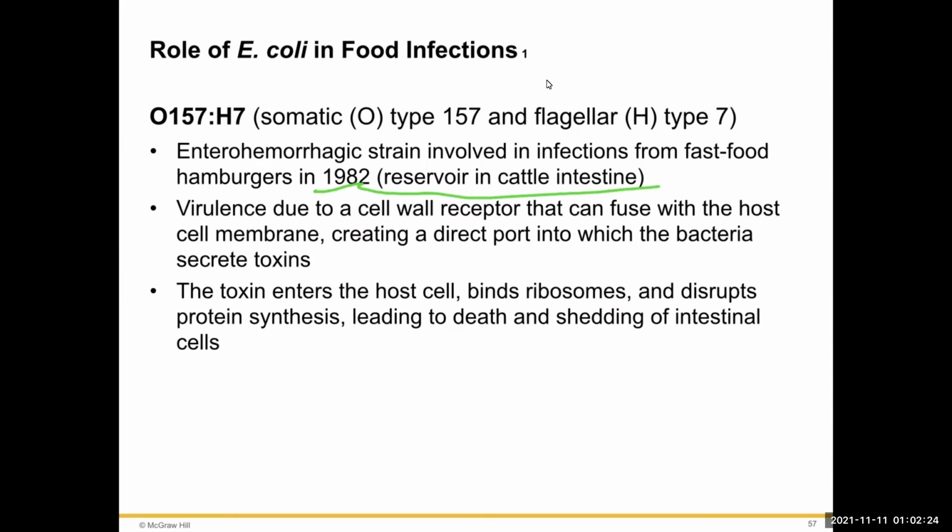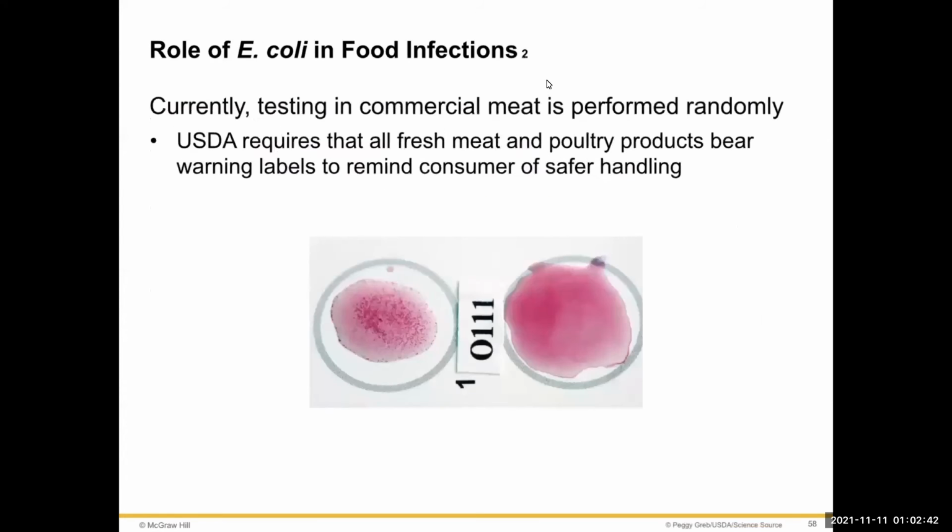Virulence is due to a cell wall receptor that can fuse with the host cell membrane and creates a direct port into which the bacteria secrete their toxins. Toxins enter the host cell, bind ribosomes, and disrupt protein synthesis, leading to death and shedding of intestinal cells. Currently, testing in commercial meat is performed randomly. The USDA, United States Department of Agriculture, requires that all fresh meat and poultry products bear warning labels to remind consumers of safer handling.